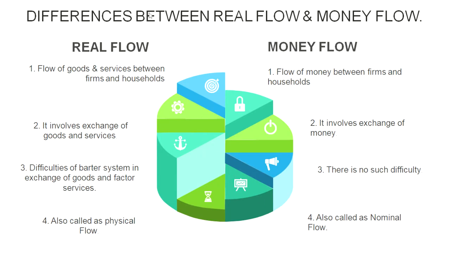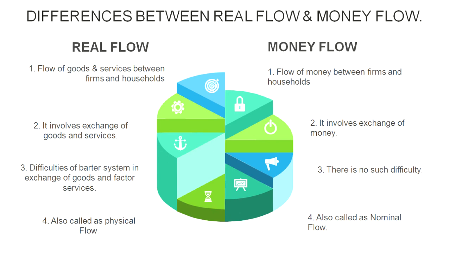Now the next topic is differences between real flow and money flow. There are two types of flow, real flow and money flow. When we talk about real flow, this particular transaction includes only the movement of goods and services. Then we call it real flow. Now how does the movement of goods and services take place? The flow of goods and services between firms and households is called real flow.